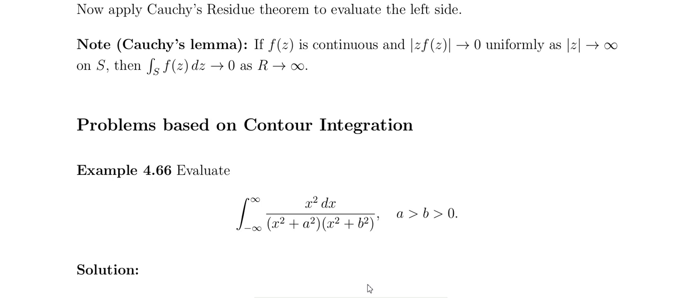And the Cauchy lemma: if f of z is continuous, and modulus of z times f of z approaches 0 uniformly as mod z approaches infinity, then the integral over the arc of f of z dz approaches 0 as r tends to infinity. This is called the Cauchy lemma.